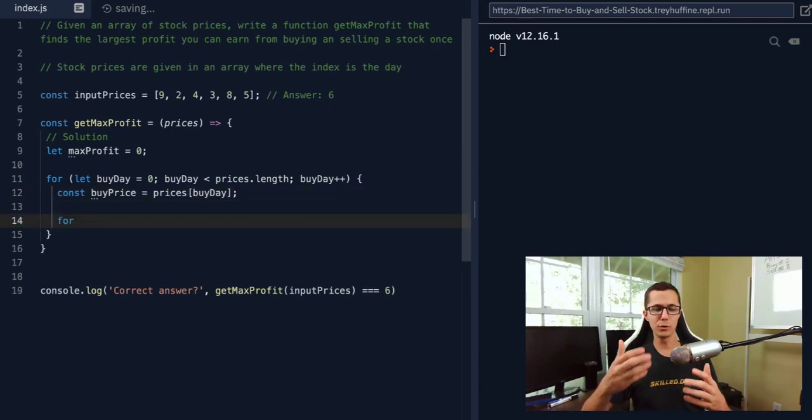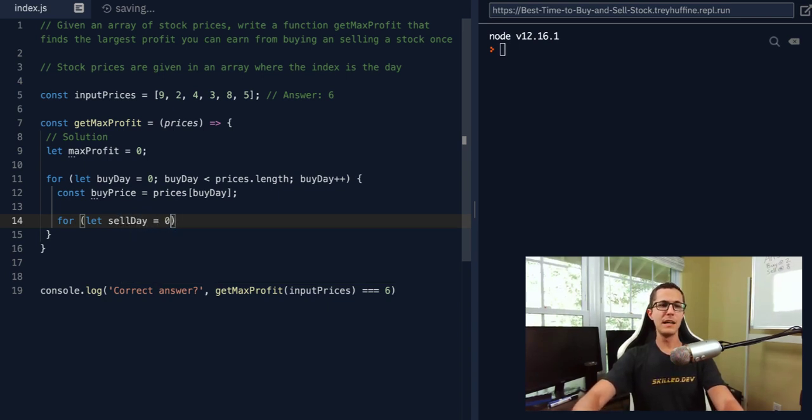Now we have our nested for loops. And almost any time you see a nested for loop, it means it's going to be O of N squared. And actually, we want to start our sell day at buy day plus 1. So you always want to check it against the days afterwards. And then we iterate through all the prices again.